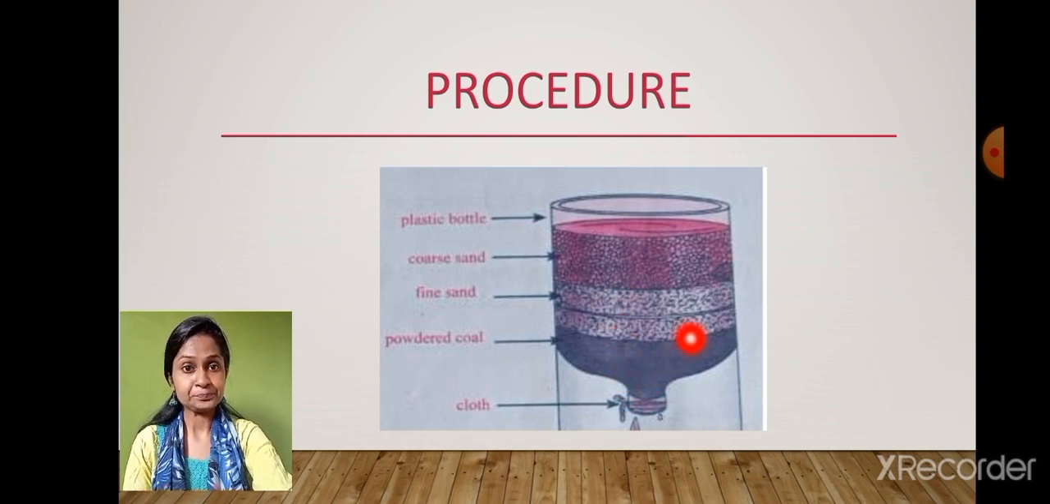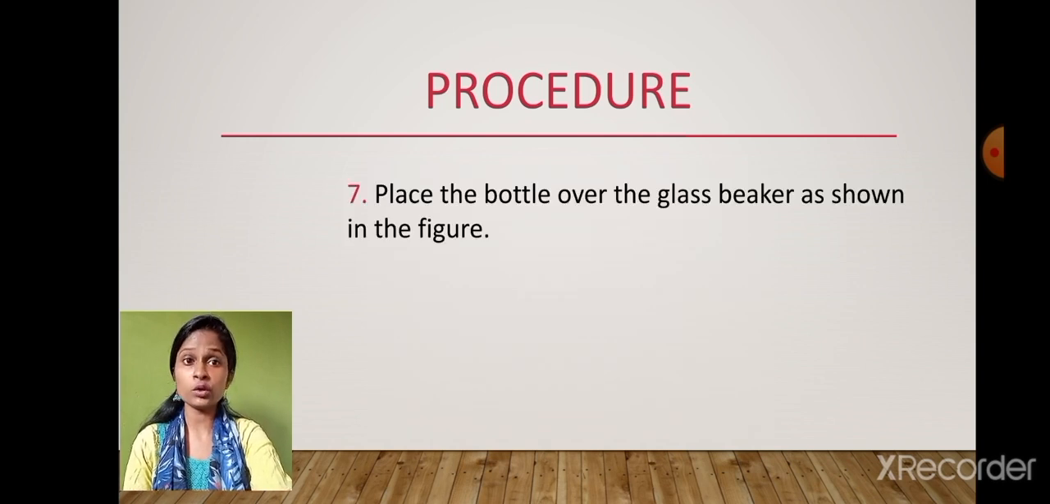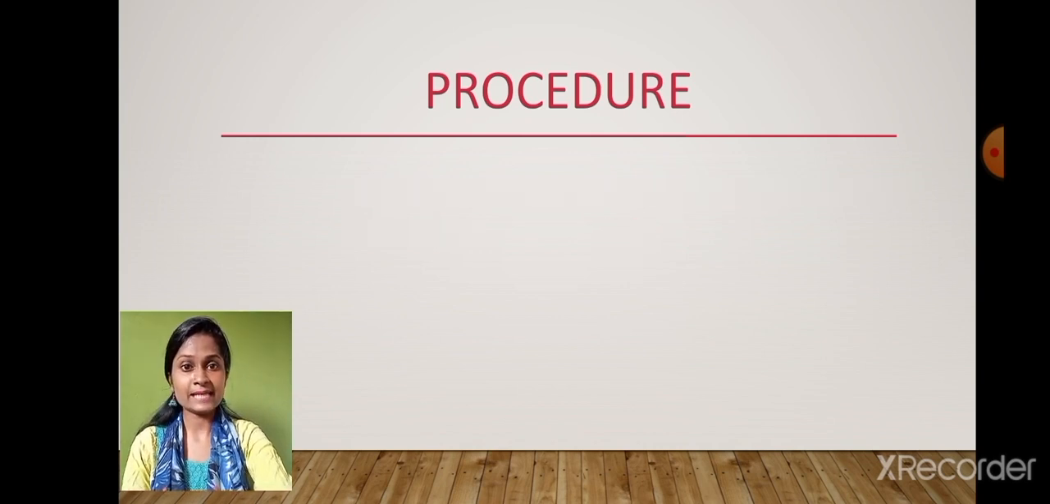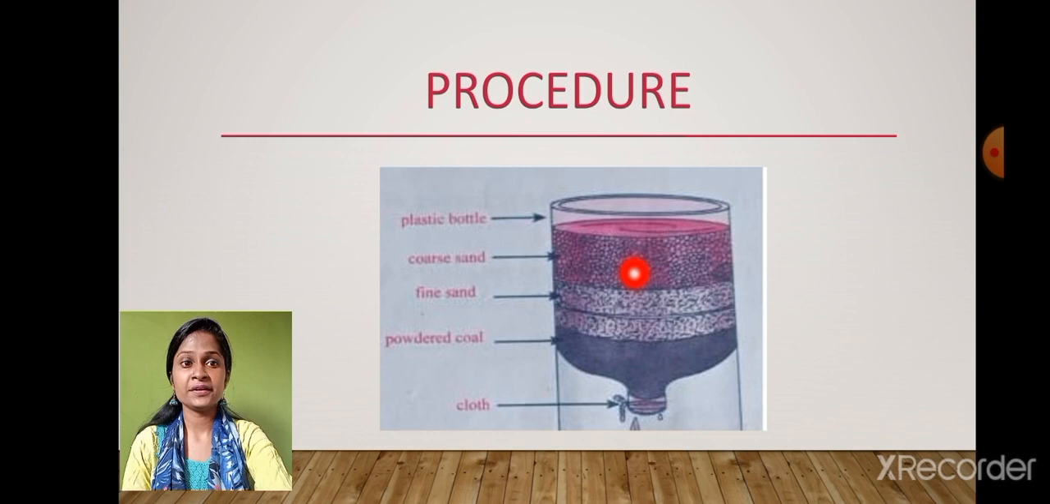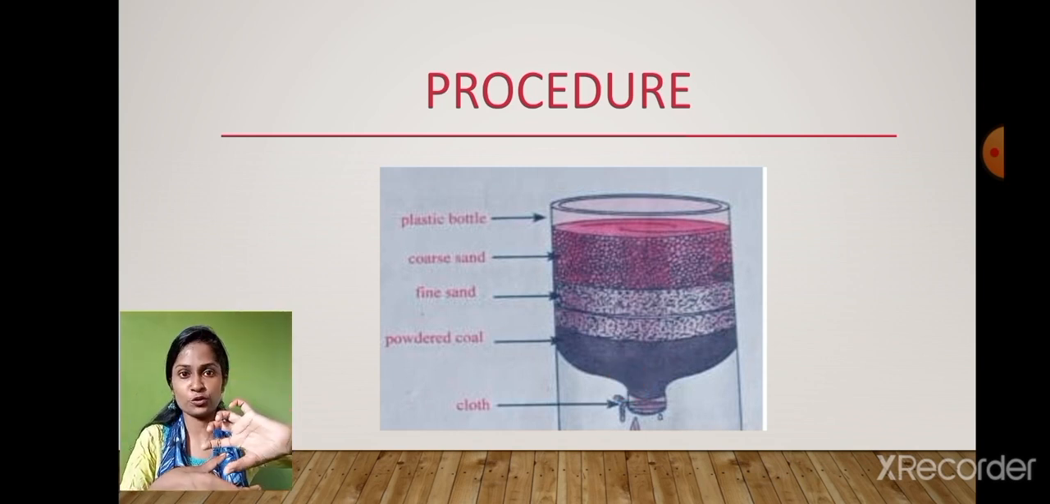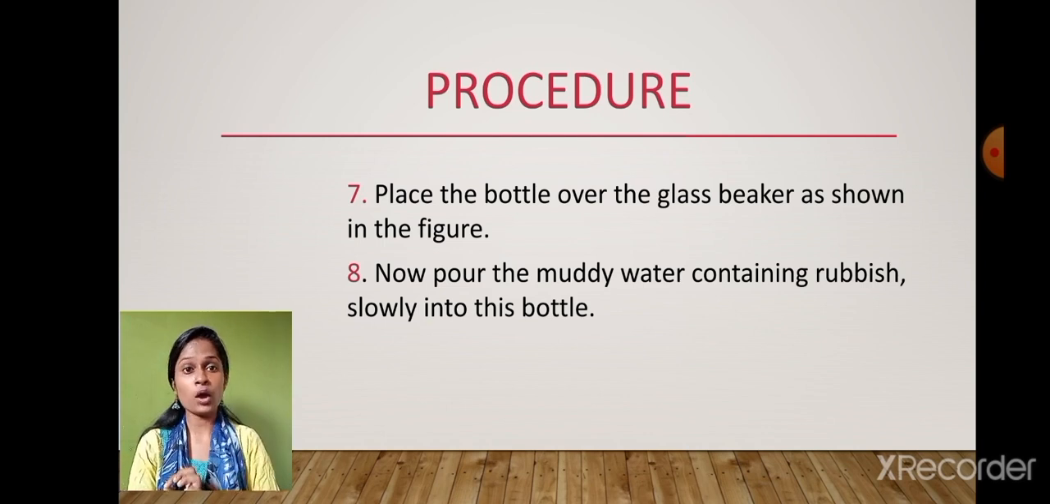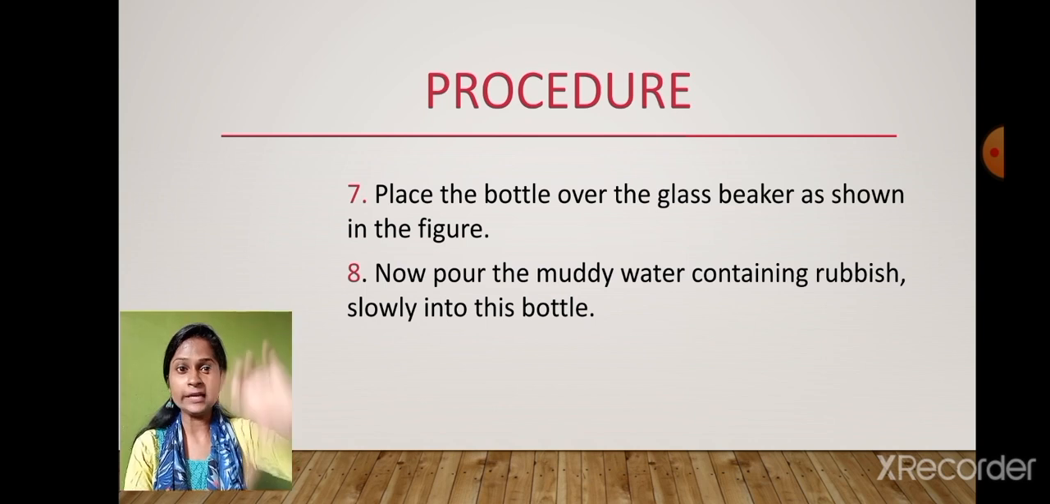One more thing, we are not yet done with the procedure. You have to place this plastic bottle over the glass beaker. As I have shown here, the bottle is inverted in the beaker. So you take the glass beaker and keep your plastic water bottle inverted inside it, as shown in the image. Now you have to slowly pour the muddy water containing the rubbish into the bottle.